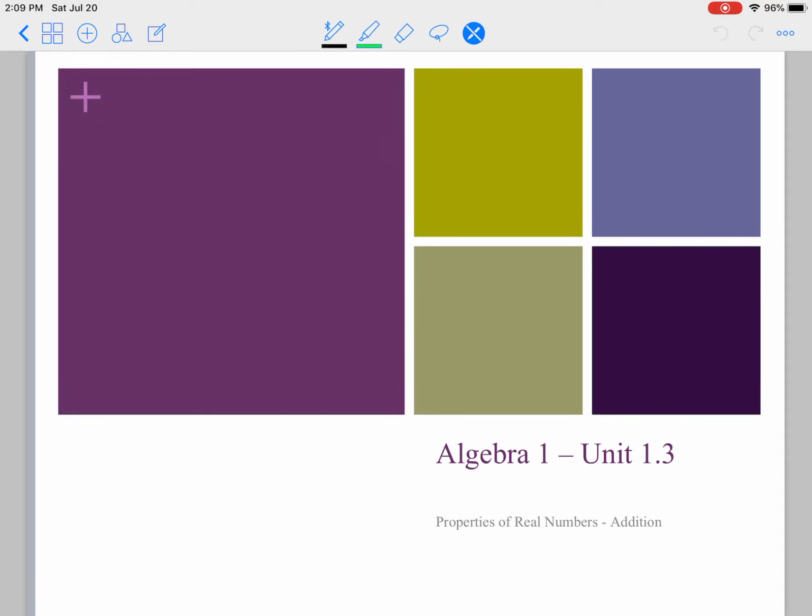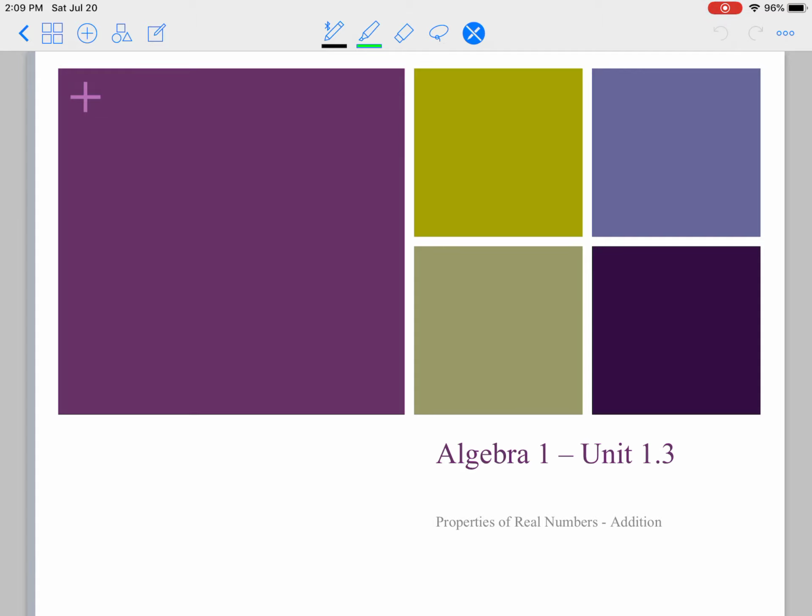Welcome, Algebra 1 students, to Unit 1.3, the properties of real numbers, focusing on addition. You are hearing the voice of Mr. May, and I will be guiding you through this lesson. And as always, please make sure that you have your guided notes. We will be completing those as we proceed through the lesson.